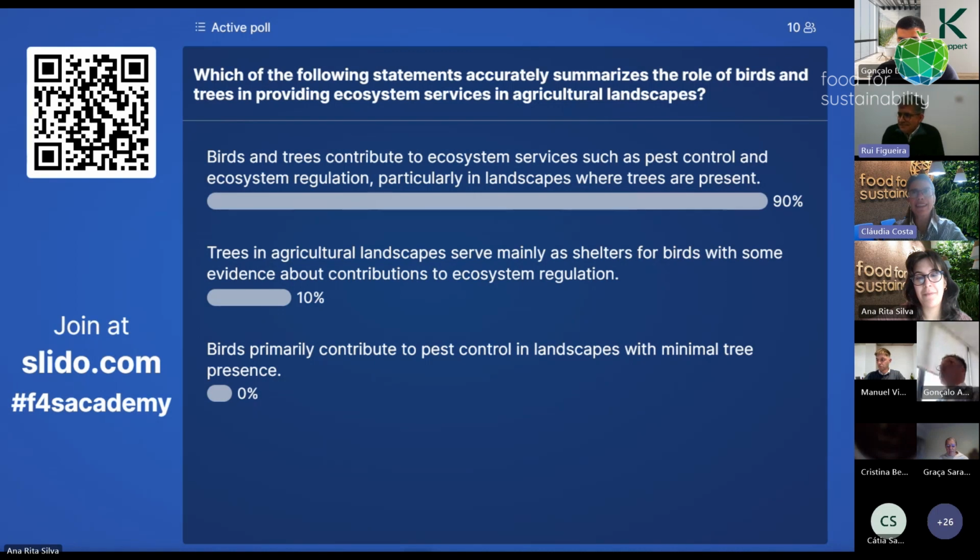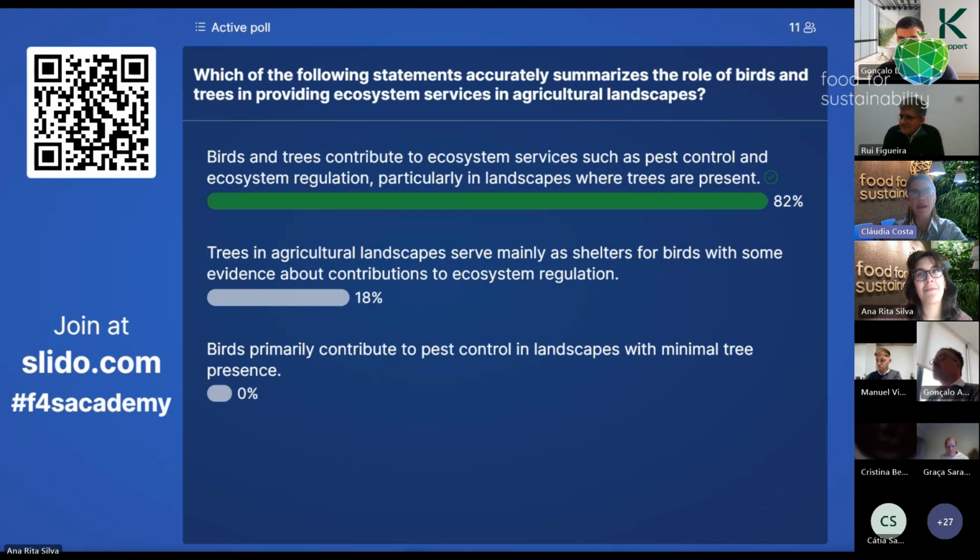Okay, again, very well. Thank you so much. It's indeed about birds and trees contributing to ecosystem services, such as pest control and ecosystem regulation. And this is especially true where the landscape promotes trees. And I'm pretty sure that Rui will shed some more light on this. So thank you so much for taking part.